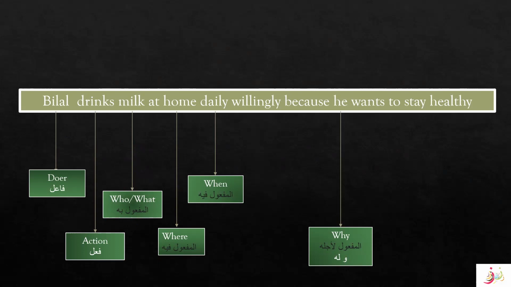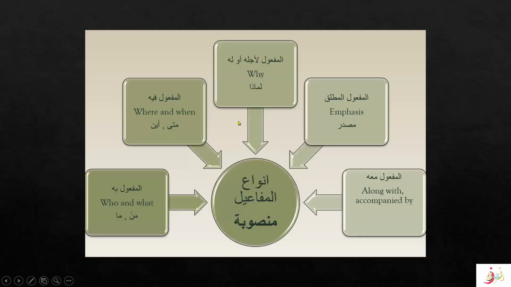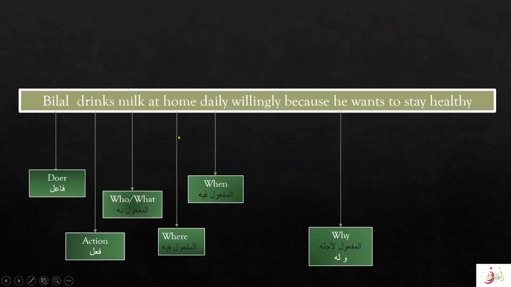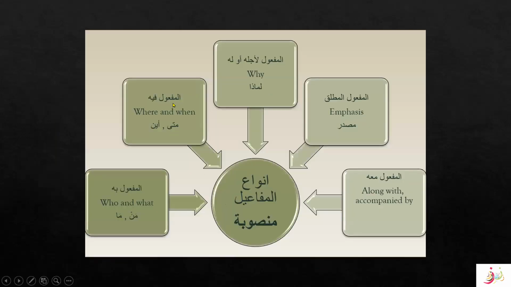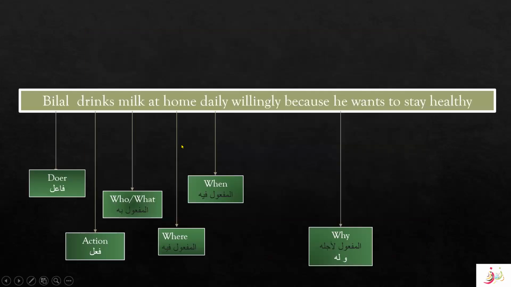The next is, where is he drinking milk? He drinks milk at home. So this is a maf'ul fihi, giving the answers for where and when. Where or when. So he drinks milk at home. This is giving the answer for where. The answer is maf'ul fihi. Daily is when, again maf'ul fihi. See here, maf'ul fihi gives the answer for where and when.